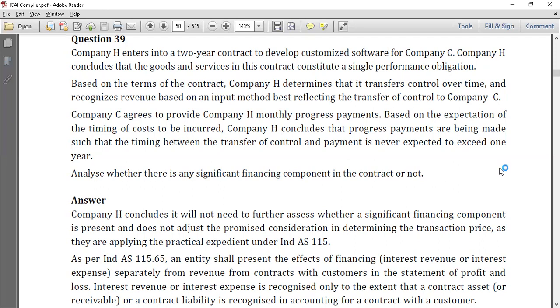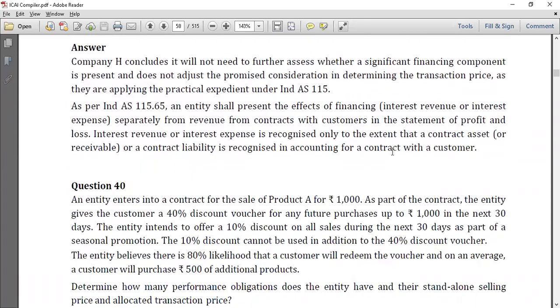Why? Because of the time gap, which comes in the last line. If you could see, the time gap is never expected to exceed 1 year. I mean the timing between the transfer of the control and the payment. So go ahead and apply this practical expedient. So company H concludes that it will not need to further assess whether a significant financing component is present and does not adjust the promised consideration in determining the transaction price, as they are applying a practical expedient. You can go ahead and say that you need not recognize. So what Ind AS 115 is saying: an entity shall present the effects of financing, that is, any effects, if there are effects.